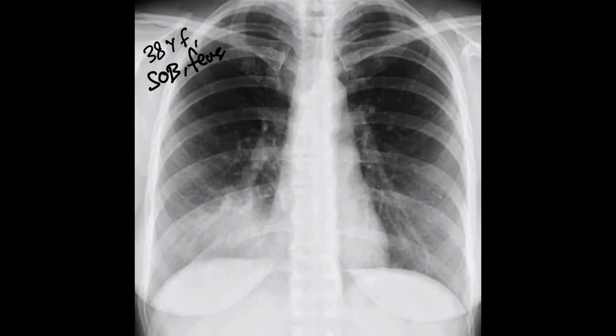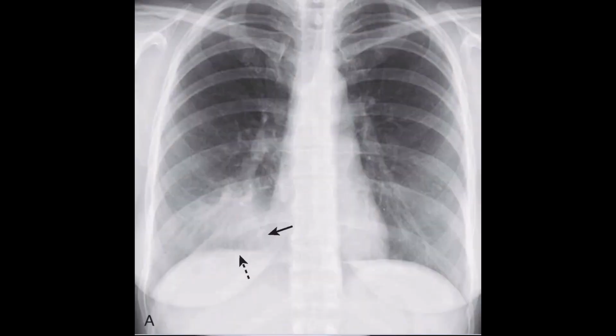So this case, a 38 year old female, presented to ED with shortness of breath and fever. What pathology can you see in the chest X-ray? So we can see here consolidation with air bronchogram, a confluent, fluffy, cotton-like, hazy appearance of airspace disease with indistinct margins. You can really see that there are no distinct borders or margins of this consolidation.